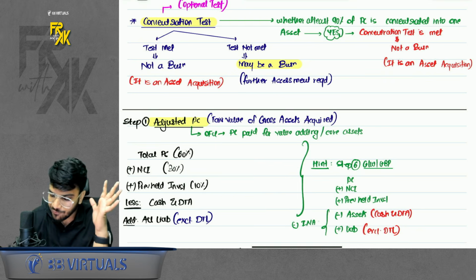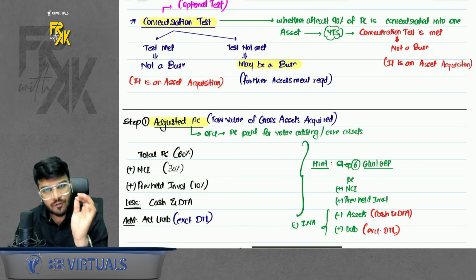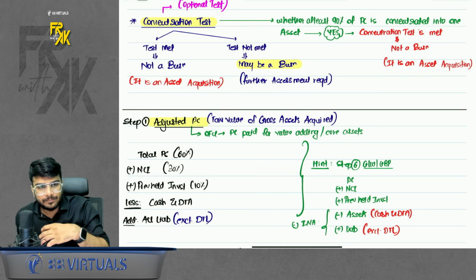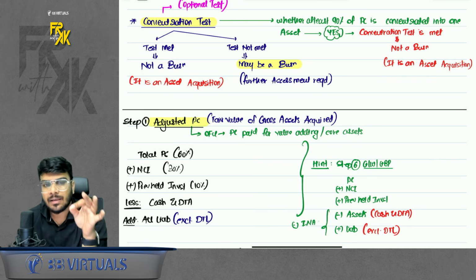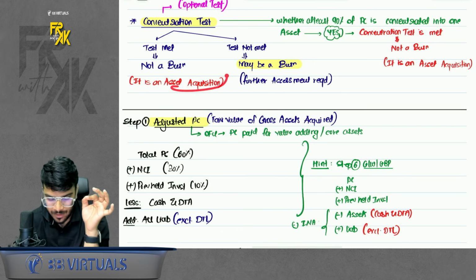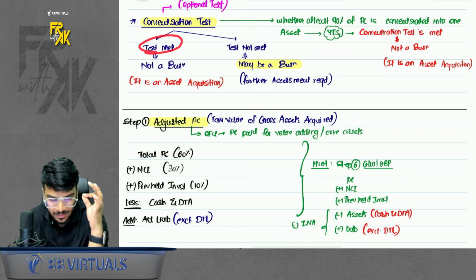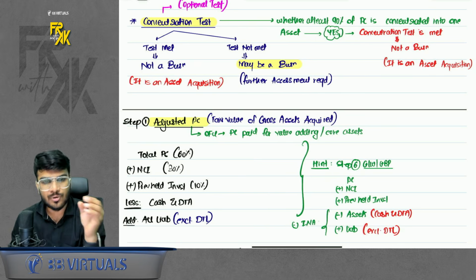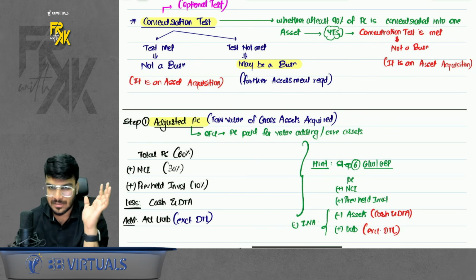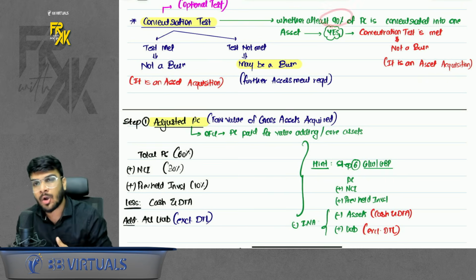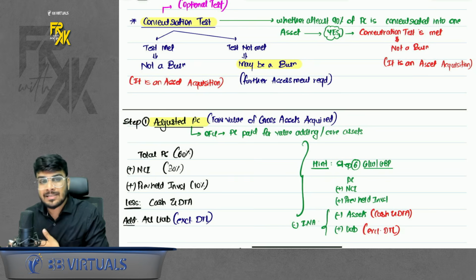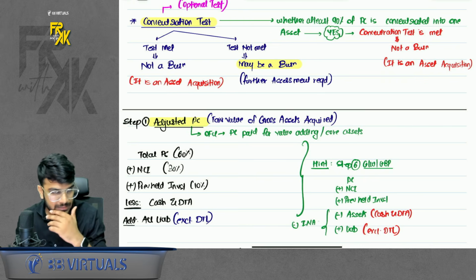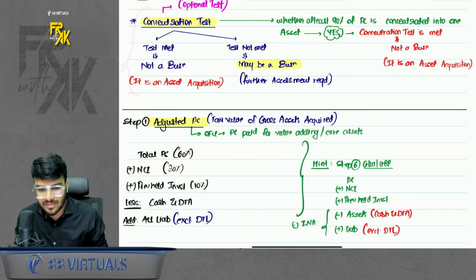So we say if you have paid at least 90% of the PC for one asset, that means your whole PC is concentrated into one asset. In that case, this test is met, and if the test is met, it is an asset acquisition. Why? Because if this test is met, it goes to prove that your 90% PC is concentrated into one asset. So it is an asset acquisition. It is not a business. But if this test is not met, that means you have not paid PC only for one asset, you have paid PC for multiple things. Then the test is not met, then it may be a business. Of course, this test does not give a conclusive answer, that is why it is an optional test.